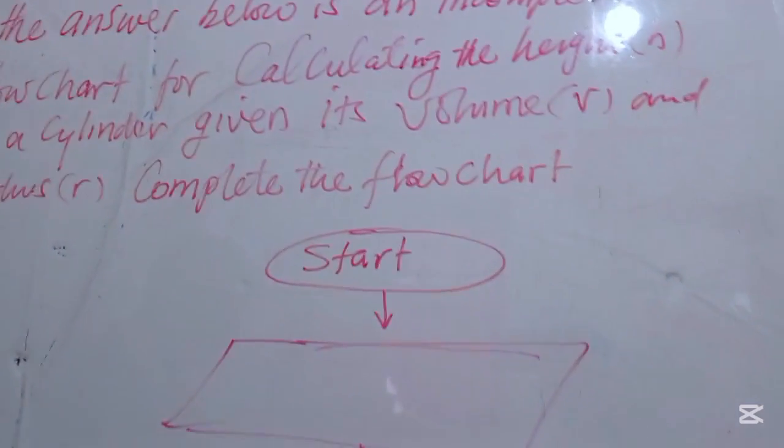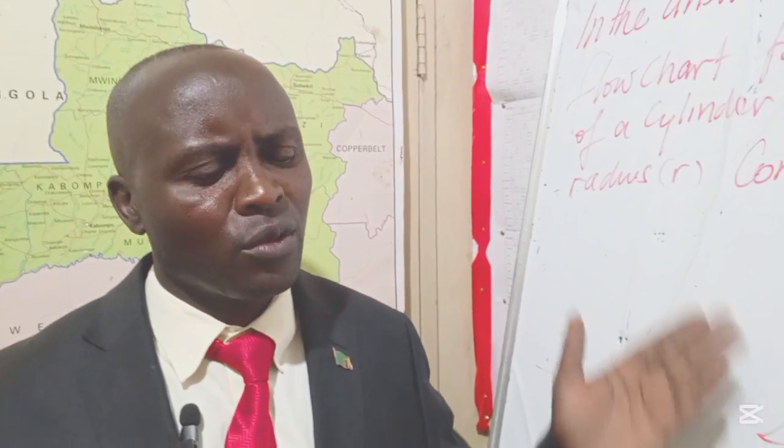Fellow viewers, we are moving on. We are doing the flowchart, that is to do with the pseudocode in computer paper 1. In most cases they'll give you a flowchart like this where you just do a simple thing. But with this topic it's very important for you to know a lot of formulas.